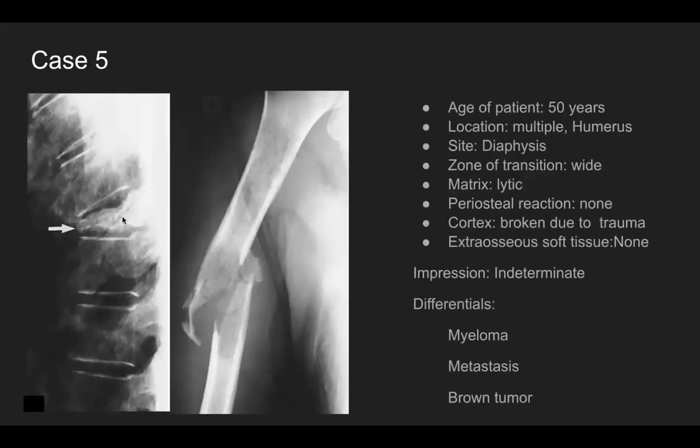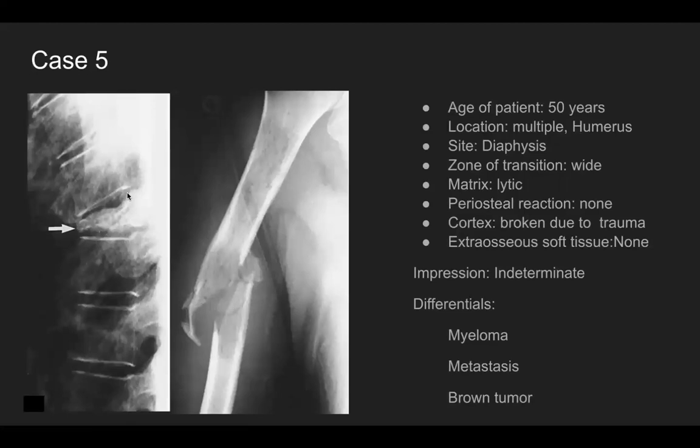Here, the patient is a 50-year-old female, and she presented first with a fractured vertebra, and the vertebra has a vertebra plana appearance, and she also had pain in the humerus after trauma. So she had a trauma. This vertebra has a vertebra plana appearance, and this bone was fractured after trauma. But we can see that this is not a simple fracture. This is a pathological fracture because the fracture has occurred through a lesion.